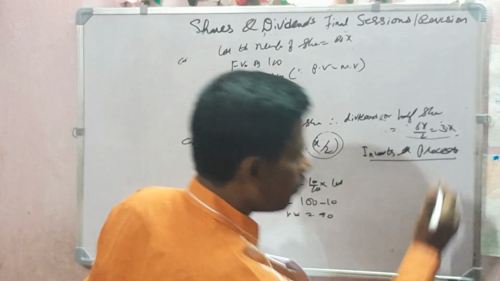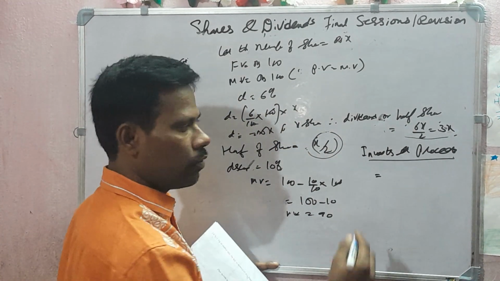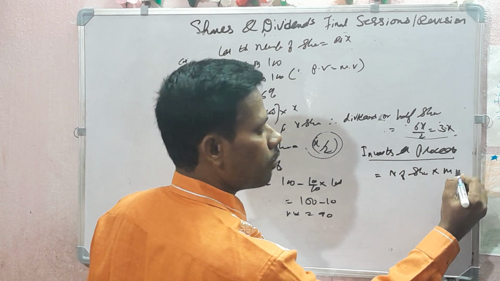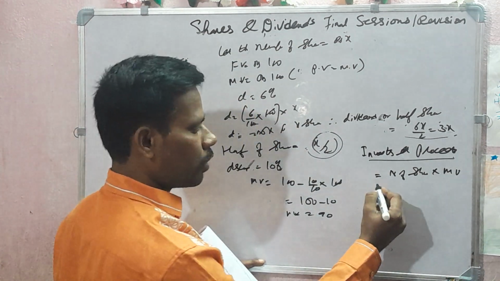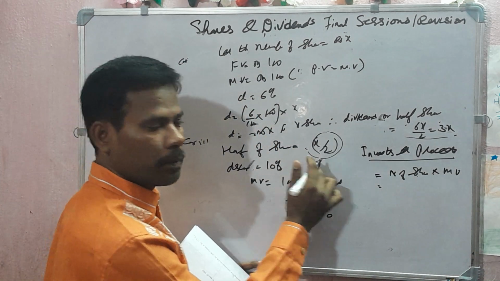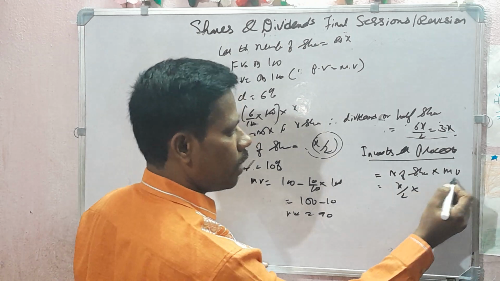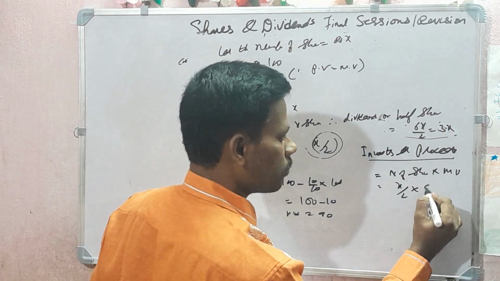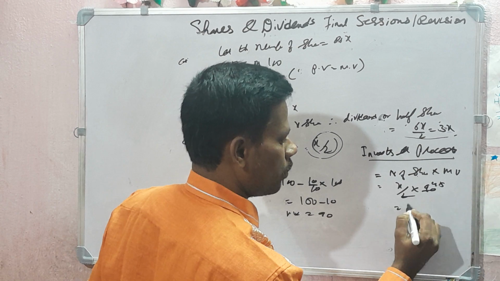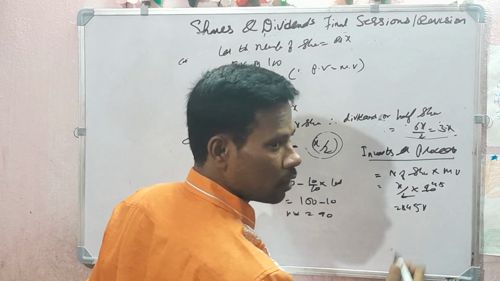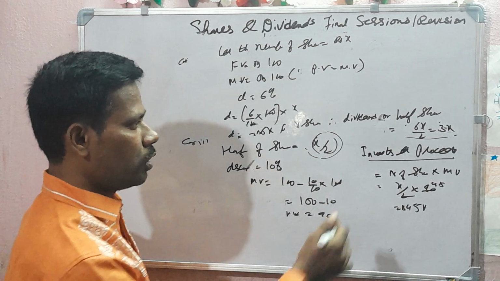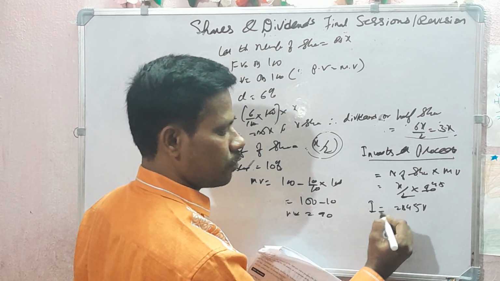What is the meaning of invest the proceed? You can write invest the proceed is equal to number of shares into market value. Number of shares are how many? X by 2 into market value is how much? 90. 45. Rupees 45x. Right? So this is the new investment.